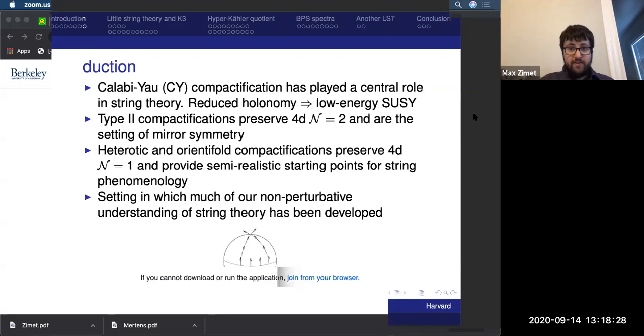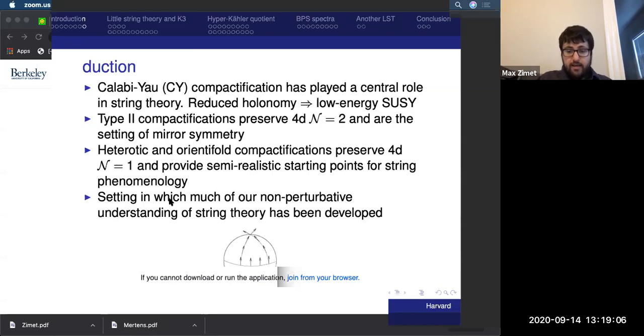So Calabi-Yau compactification has played a central role in string theory because if you compactify the perturbative superstrings or M theory or F theory on them, then you get lower dimensional vacua with low energy supersymmetry. So type 2 compactifications preserve 4D N=2 supersymmetry and are the natural setting for mirror symmetry. And then heterotic and orientifold compactifications preserve 4D N=1 and have been used for string phenomenology.